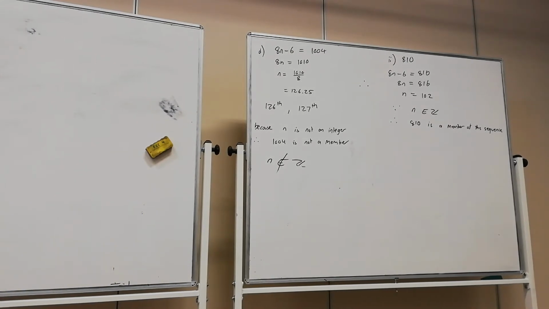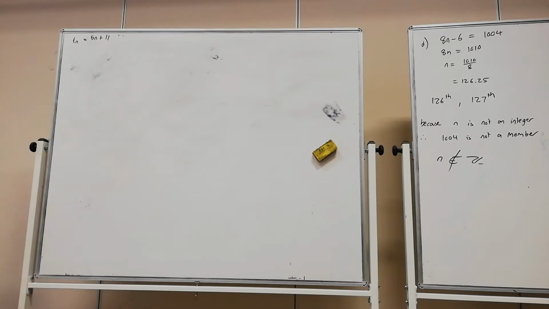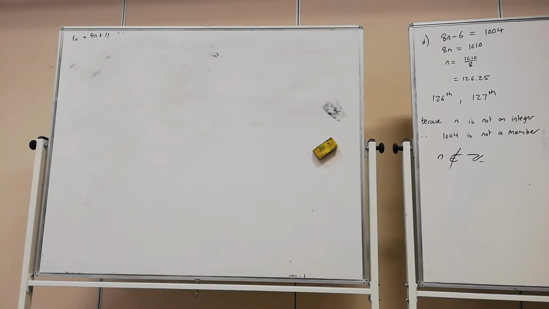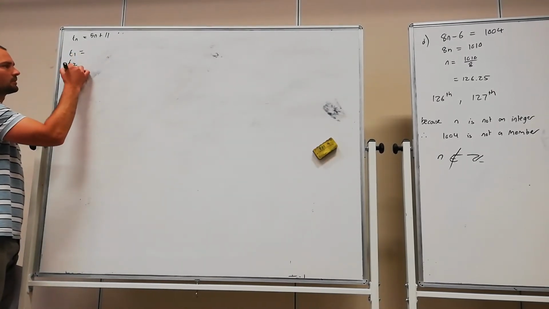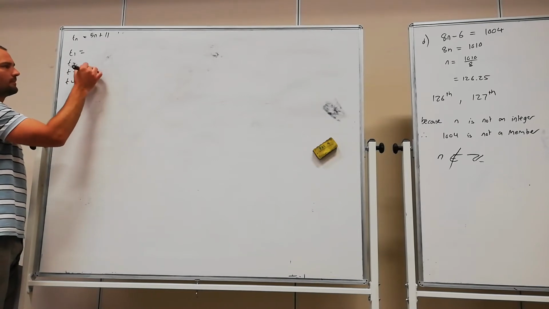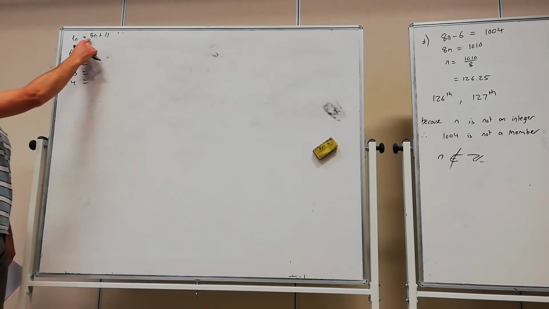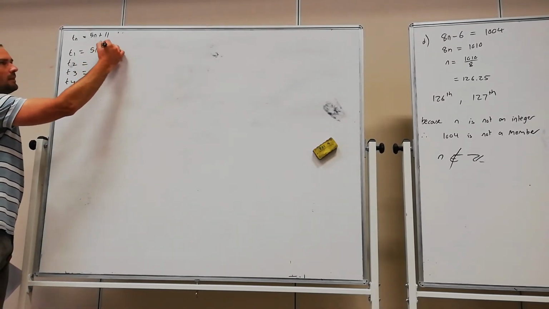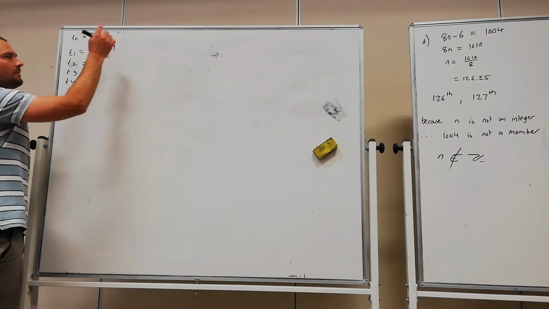Okay, a sequence is defined by the nth term is equal to 5n plus 11. Prove that it's arithmetic. Okay, so let's just list a few of the first terms, and then we'll demonstrate that the common difference is the same. So the first term is going to be 5 times 1 plus 11. T of 1, we're putting the number 1 where the n is.